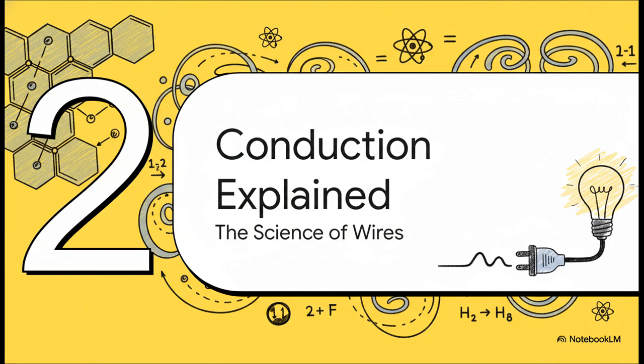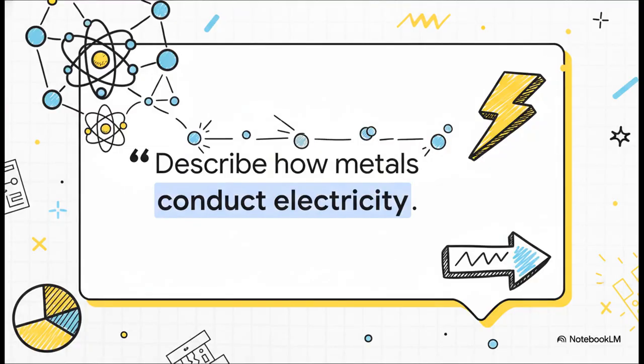Now let's dig a little deeper. The next part of the question shifts gears. It moves away from the data and tests your fundamental science knowledge. Why do these metals even work like this in the first place? It's a pretty straightforward question, right? Describe how metals conduct electricity. This is a classic test of your understanding of metallic bonding, and to get the full 3 marks, you need to be super precise with your words.